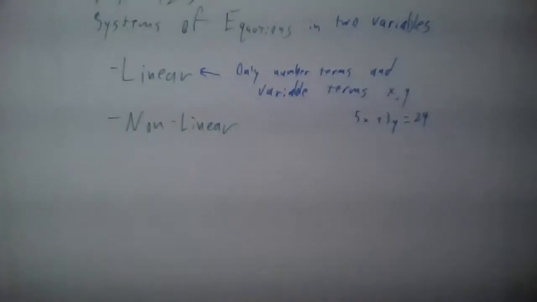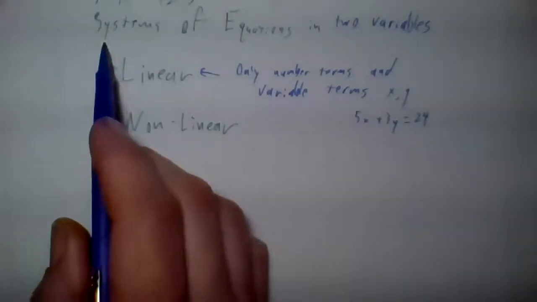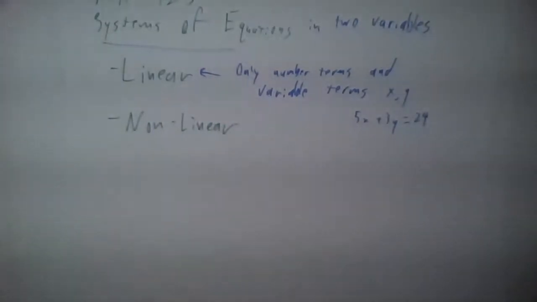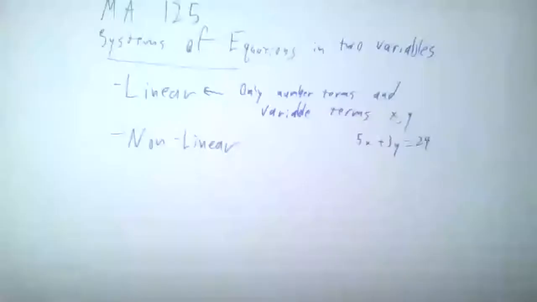5x plus 3y equals 24 is an example of a linear equation. Now a system of equations means we're going to have, okay, looks like it's working. The system of equations is going to have more than one equation that both have to be true.